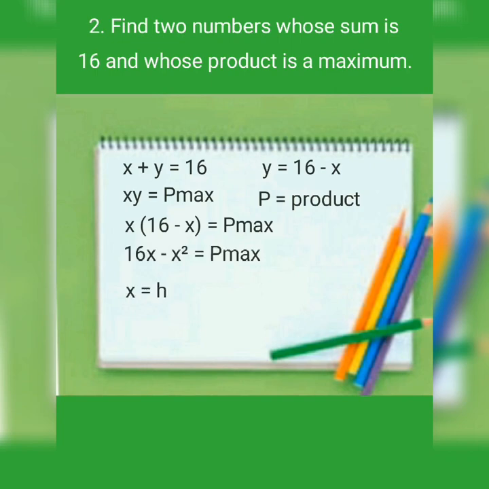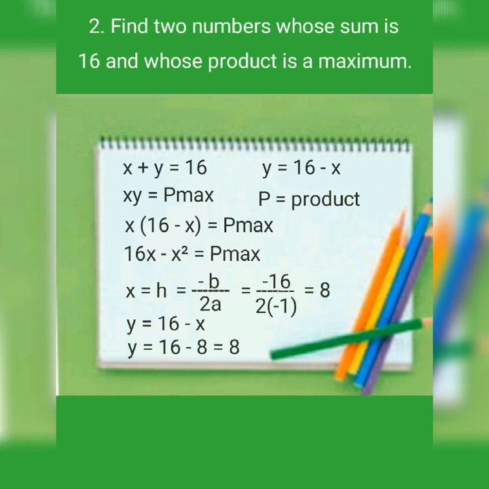x is equal to h, which is equal to negative b over 2a. We have negative 16 over 2 times negative 1, which is equal to 8. Since y is equal to 16 minus x, y will be equal to 8. Therefore, the two numbers whose sum is 16 and whose product is a maximum are 8 and 8.